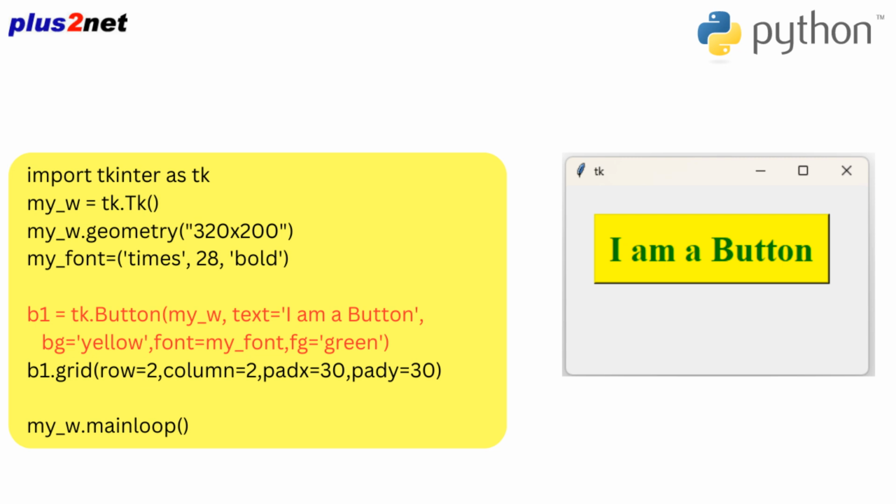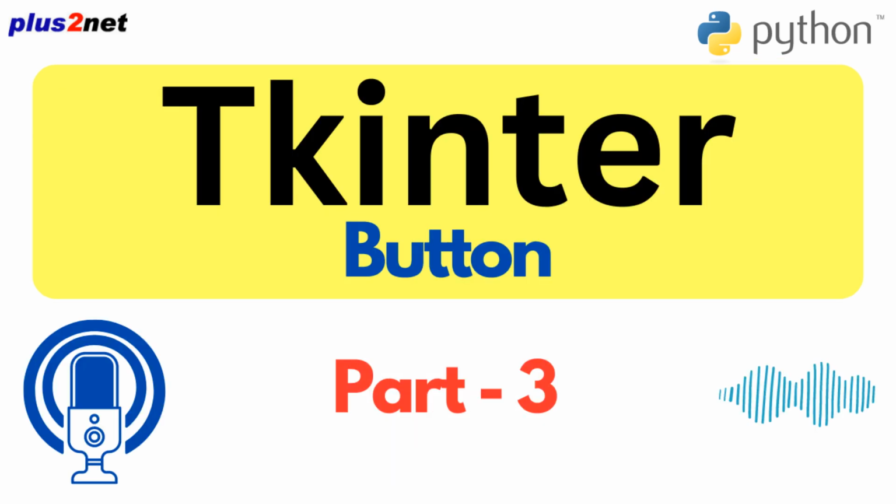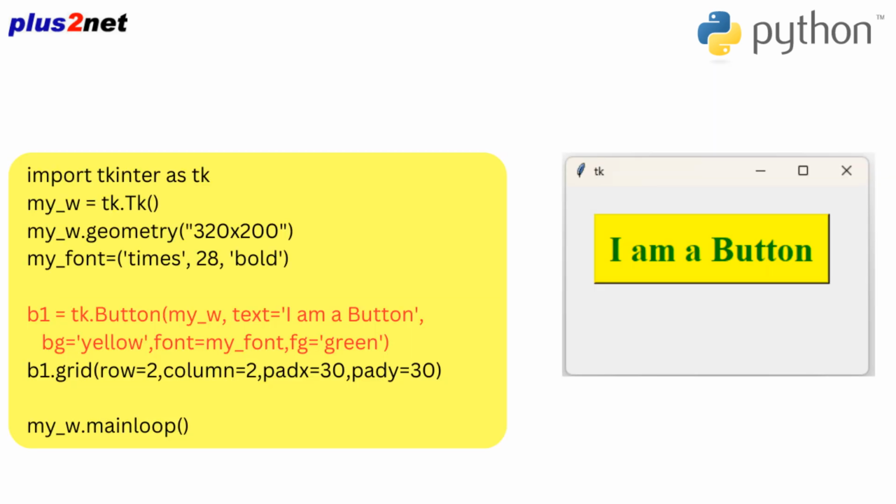Exactly. And what about that myweb.geometry line? Is that where we give our stage some dimensions? You got it. It's like saying, make this stage 300 pixels wide and 200 pixels tall, using that specific syntax. Without it, you just have a tiny little window, and nobody wants that. So we've got our stage, we've got our window. Time to add the star of the show, the button.